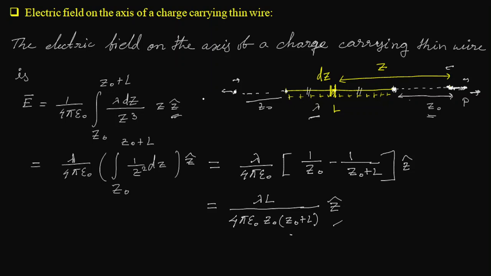And if the source charge is negative, instead of plus lambda, if it is minus lambda, then the directions will be reversed. At this point it will be minus z cap, and at this point it will be plus z cap. Okay, that is it.